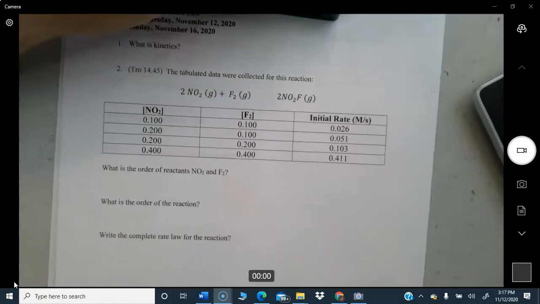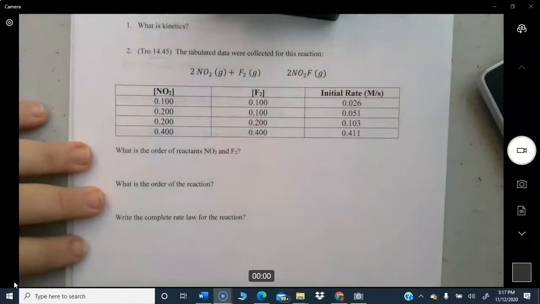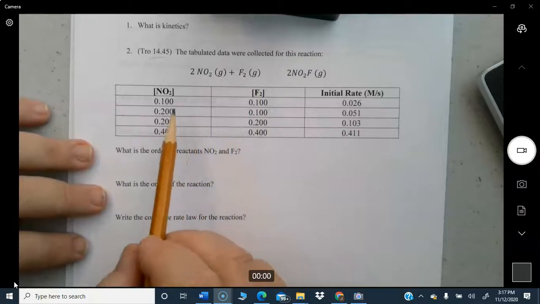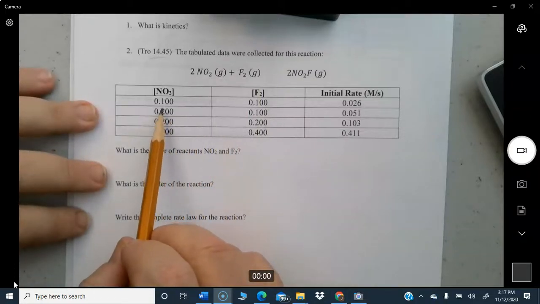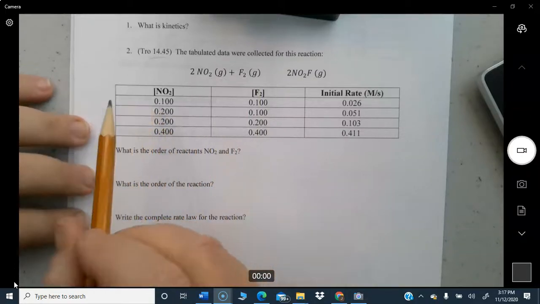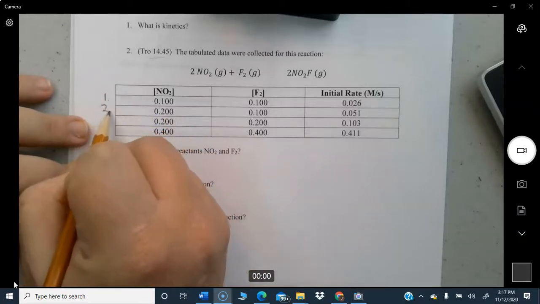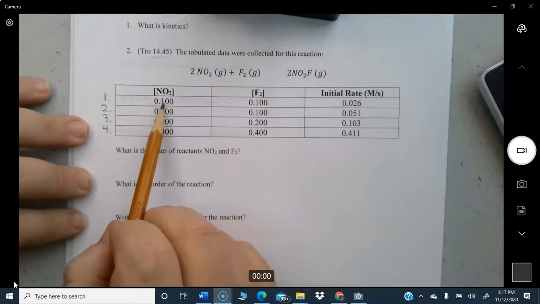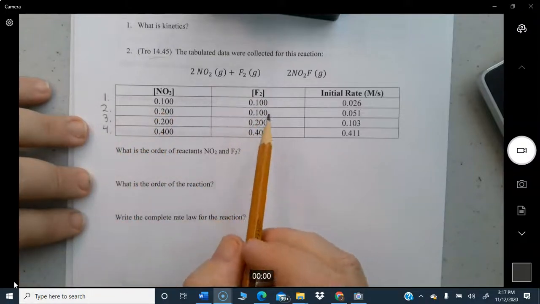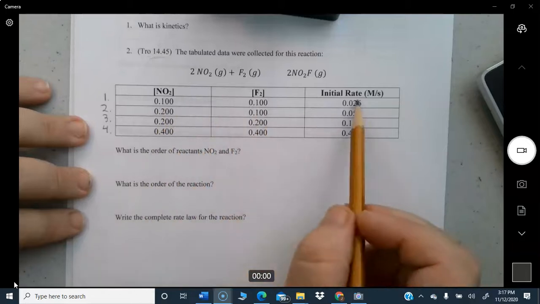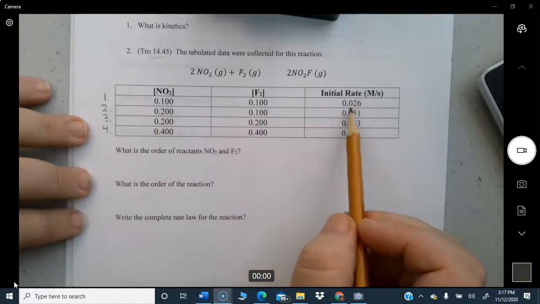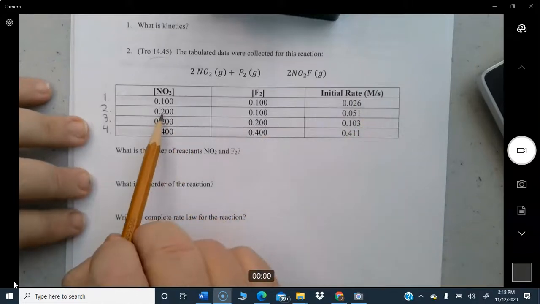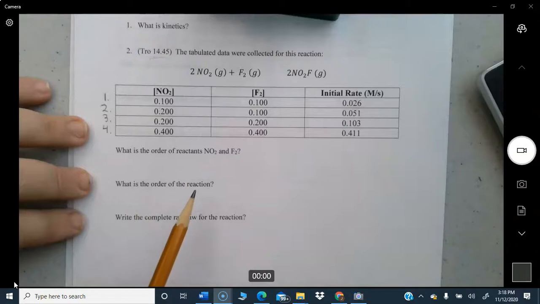Okay, so let's go ahead and do this problem. It's like a couple that you had in the previous assignment. It says you were given these data for this reaction, and you did 4 reactions, and we're going to number them 1, 2, 3, 4. So you ran this 4 times with 4 different concentrations. 0.1 of NO2 and 0.1 of F2, and when you ran the reaction with those concentrations at exactly a specific moment in time, the rate was 0.026 molar per second.